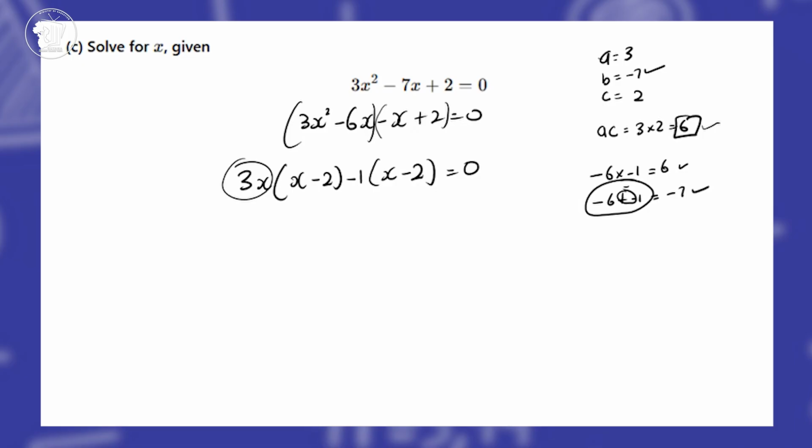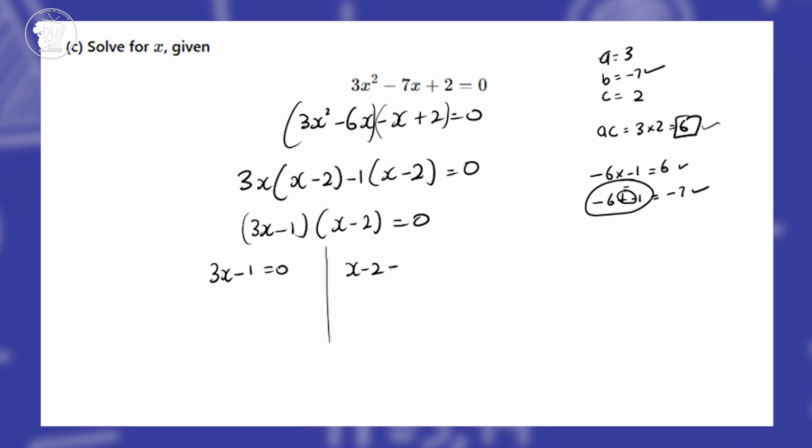So now we take what is outside the bracket and we put them in a bracket. So we'll have 3x minus 1 in one bracket and x minus 2 in the other bracket, and this is equal to 0. Now this part, we have both brackets being equal to 0. So what we can do to find our values for x, we'll equate both brackets to 0. So this will be 3x minus 1 is equal to 0, and x minus 2 is equal to 0.